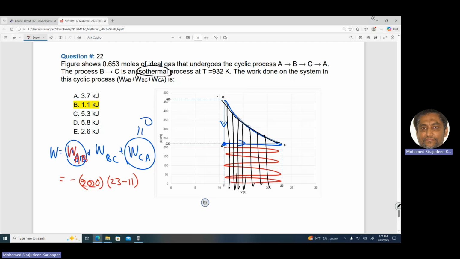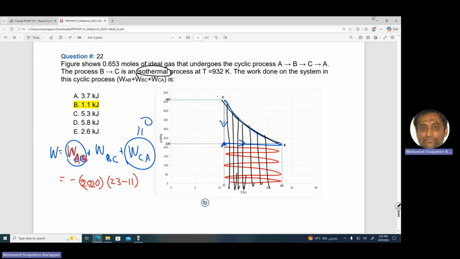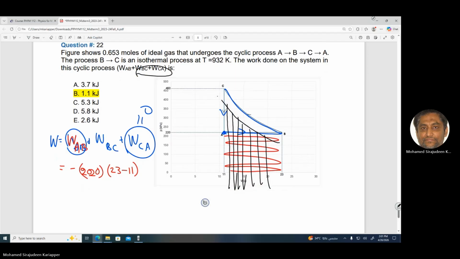Right. Now let me come to the isothermal process. How do you find the work done for an isothermal process? There's a formula. It's in the formula sheet. For an isothermal process, the work done is nRT ln.